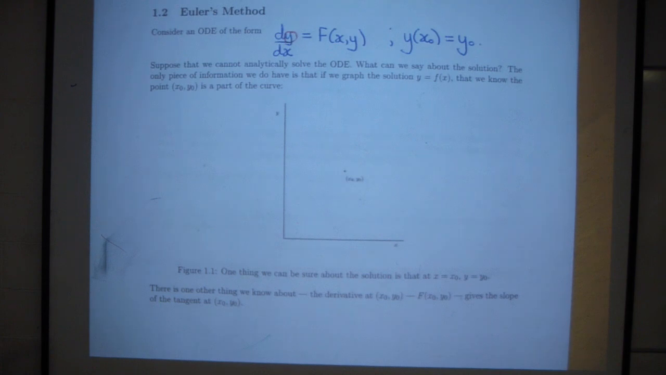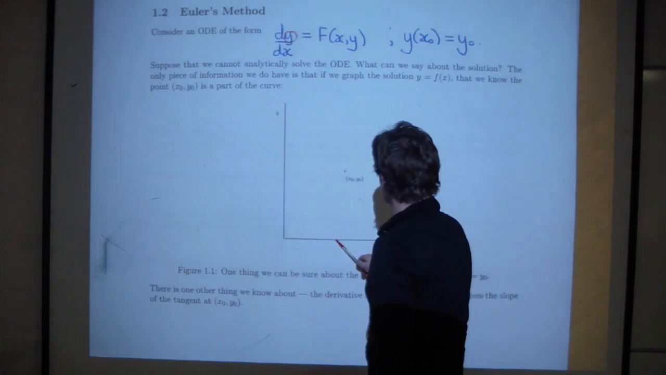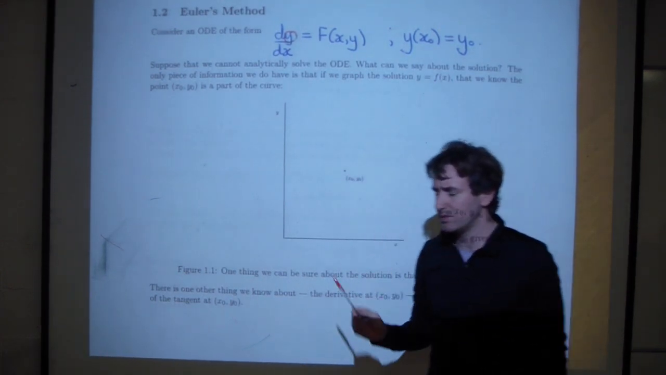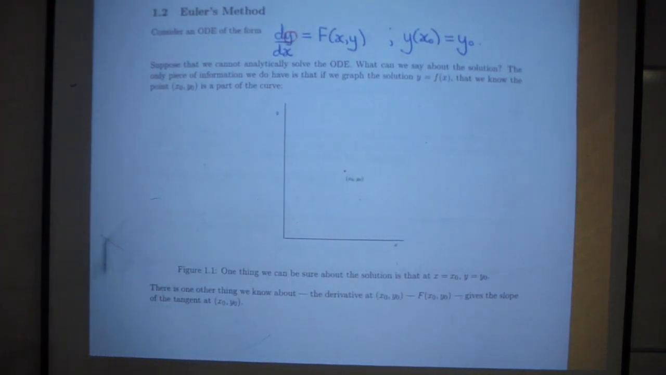Well, what you have is one point on the curve certainly, given by the initial condition. So at x equal to x0, y is equal to y0. So that's one piece of information that you know about the solution. And there's one other piece of information that you know, which is that you actually know the slope of the solution at that point.